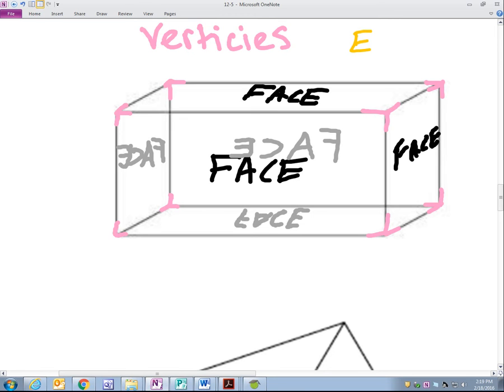Now we have edges. The edges, I'm just going to do a little bit in the middle of each one. 4, 8, 9, 10, 11, 12. So I got 12 edges. That's hurting my eyes because it's going to look at 2 different. That's the fun we're going to have later.